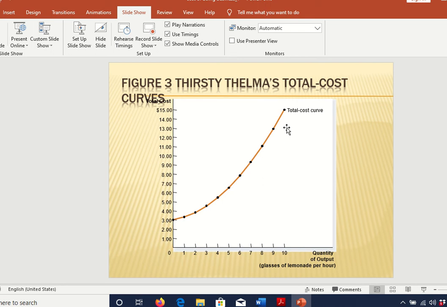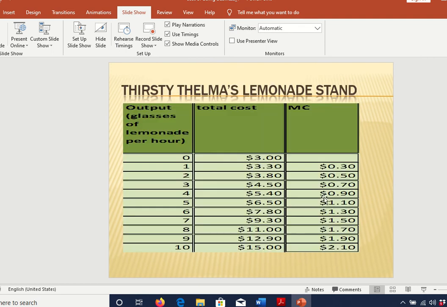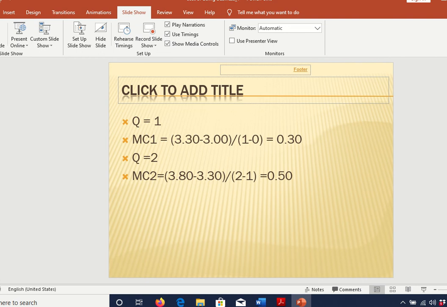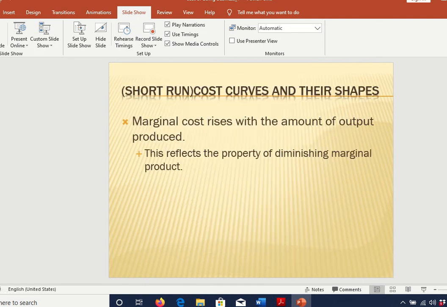So not all laminate is created equal. The later batch of laminate is actually more expensive to produce because the marginal cost increases. As you can see, the 10th glass of laminate adds $2.10 to the total cost, whereas the first glass of laminate adds only 30 cents to the marginal cost. So what we observe here is increasing marginal cost.